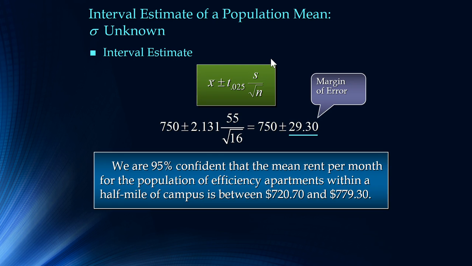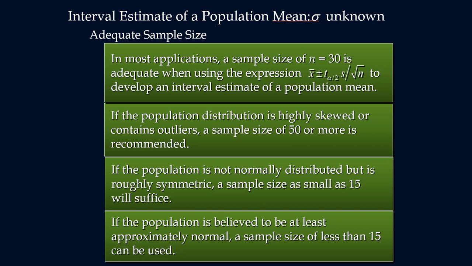Okay, so our interval estimate of the rents for apartments within a half mile of campus would be $720.70 all the way up to $779.30.